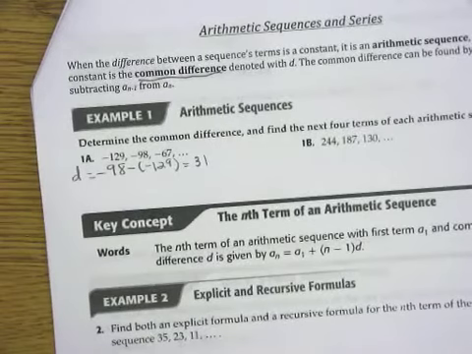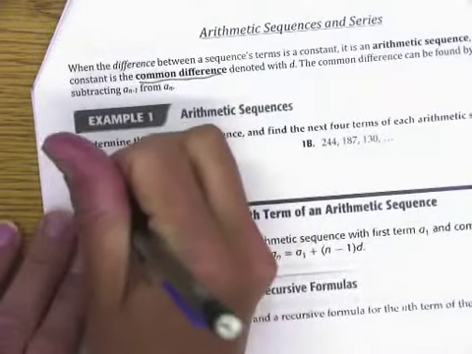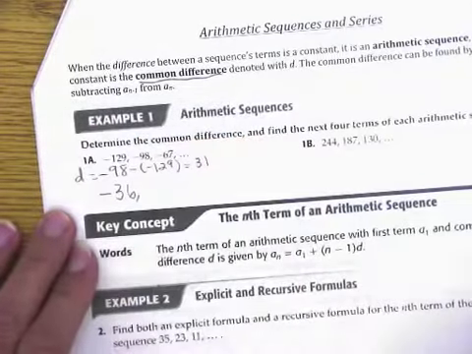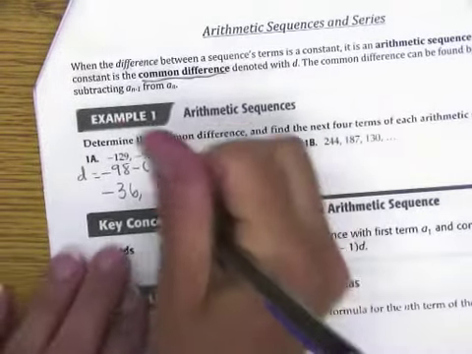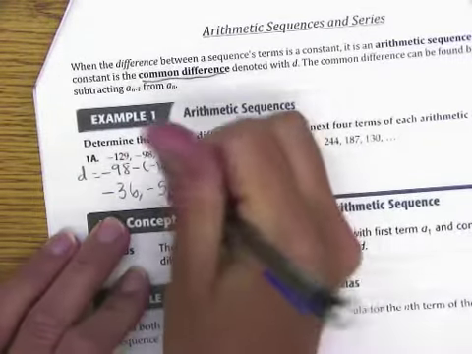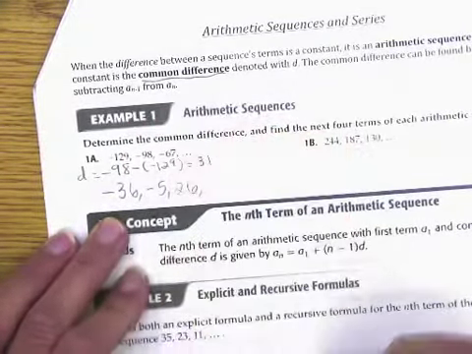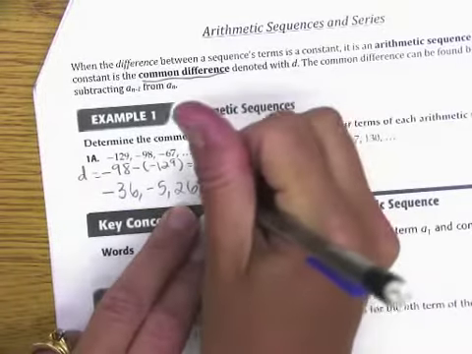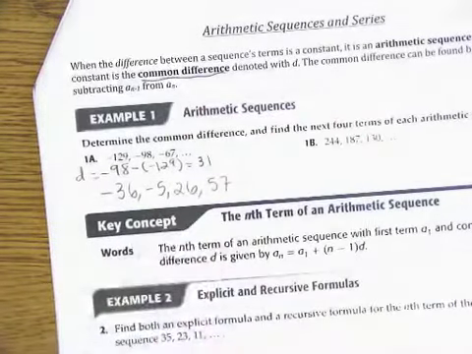So negative 67 plus 31 is negative 36. Add another 31 and I've got negative 5. Add another 31 and I've got positive 26. Add another 31 and I've got 57.